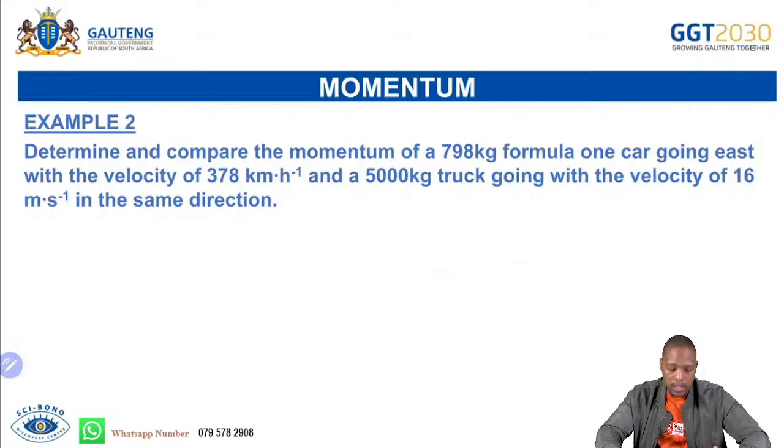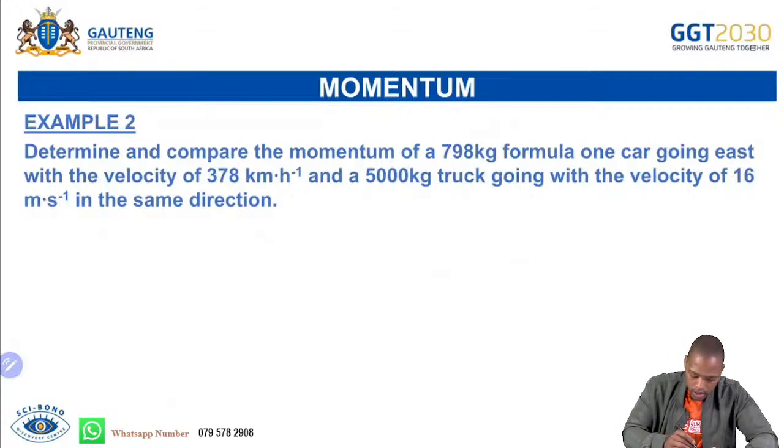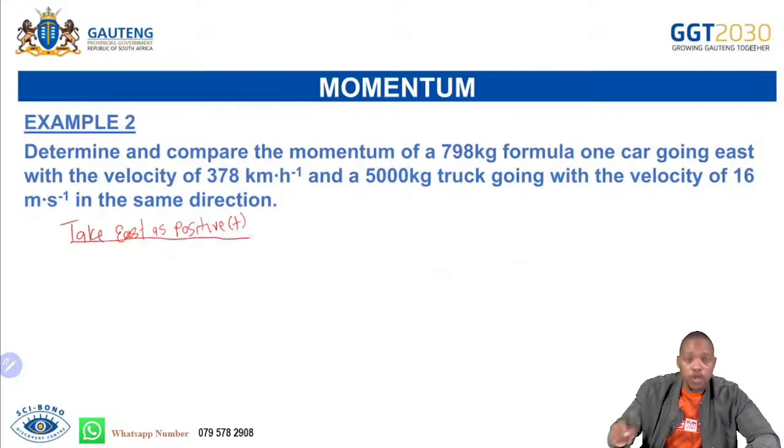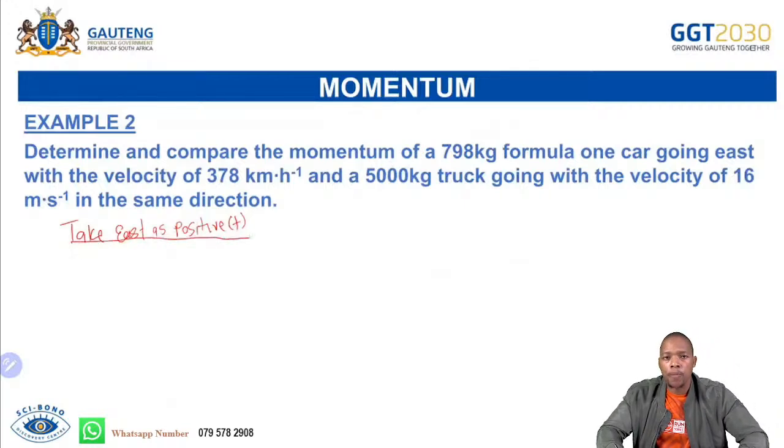But now we have a different car, right? That is small in mass, okay, but also has a what? A very, very high speed there at 378 kilometers per hour. It's a Formula 1 car that we are talking about. So we are going to take our direction, take east as positive. I am not allowed to do any momentum calculation without taking direction, right? I must always take direction.